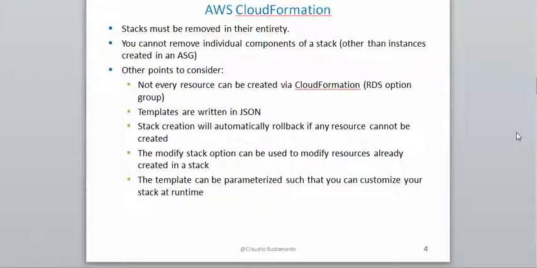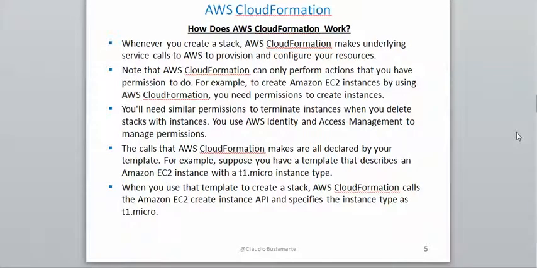Templates are written in JSON. In case something doesn't work when you're building a template, the stack creation will automatically roll back. So it's like everything or nothing. Either it works or it doesn't. If it doesn't work, it will tell you a section where you have a problem, and you will need to rerun it again. How does CloudFormation work?